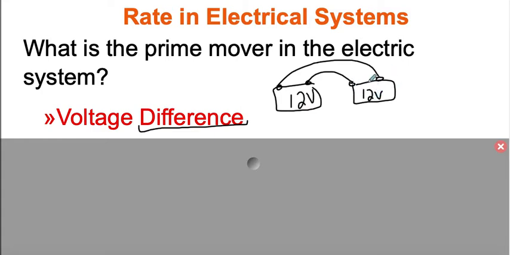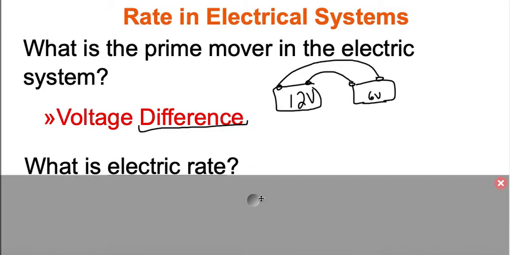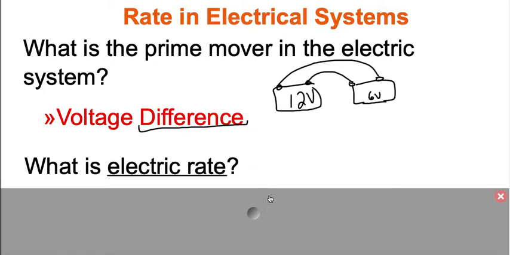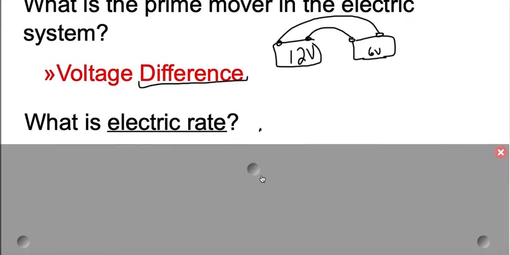However, if this were a 6-volt battery, then there will be charge moving between the two of them. There is going to be a voltage measure in this wire because there would be a potential difference, or a voltage difference. So what is electrical rate? We already kind of talked about that, but we're going to get more specific here.